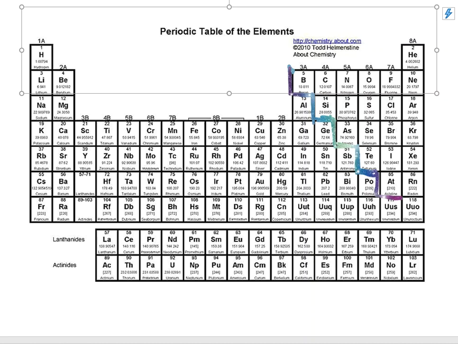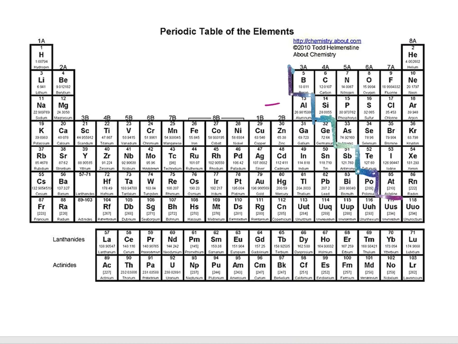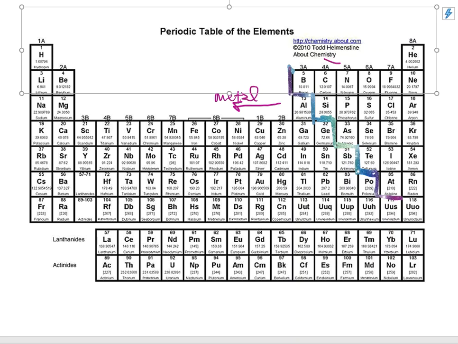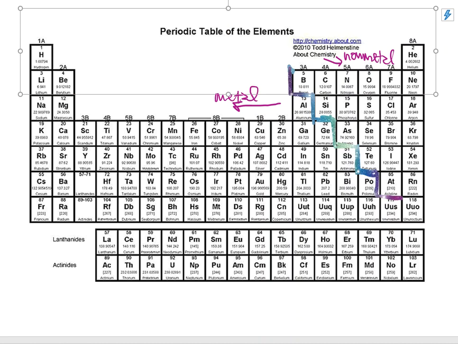The reason that I drew the staircase is because anything to the left of this staircase is typically regarded as a metal. Anything to the right-hand side of that staircase is typically regarded as a non-metal. And anything on the staircase, boron, aluminum, silicon, germanium, arsenic, antimony, tellurium, polonium, all of those are typically regarded as metalloids, but I'm going to leave that off because that's not really important for us right now, with the exception of aluminum.